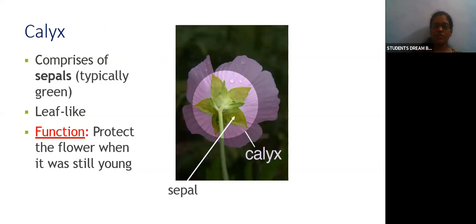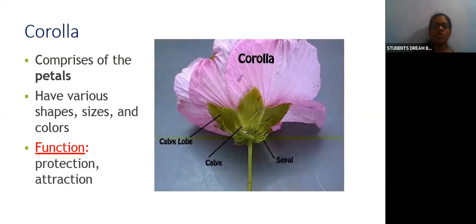It comprises of the sepals. Here you can see the green color structures. They are called the sepals. They are leaf-like structures, and the main function is protecting the flower when it is young. You can see a flower bud. How will it be? It will be covered with the calyx. So for protecting the flower when it is still like a bud, this calyx helps in protection. Clear?